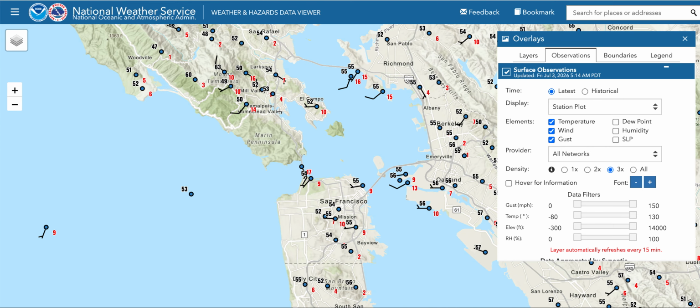We've got some chilly onshore wind with those low clouds, as is pretty typical for this time of year.